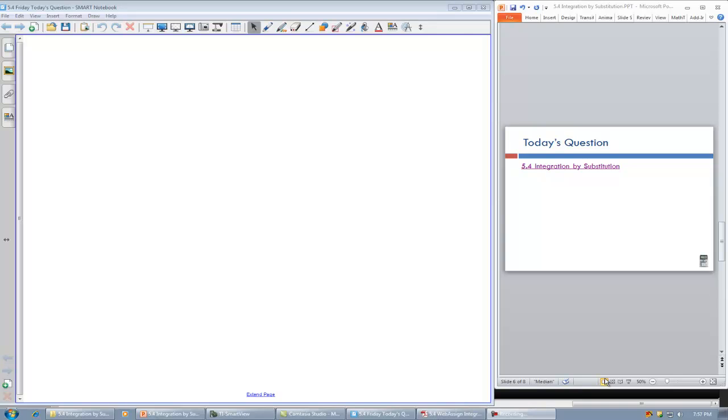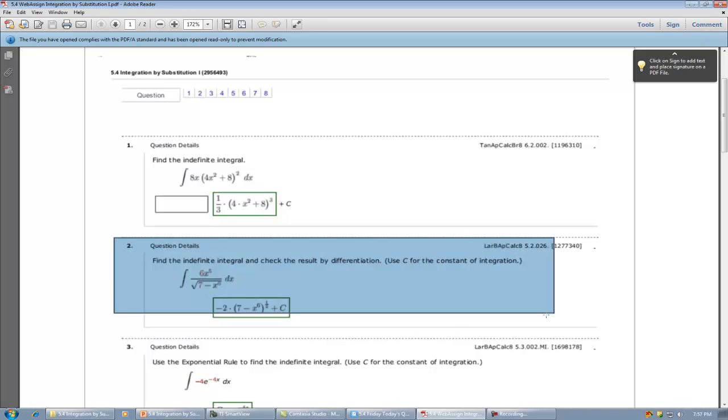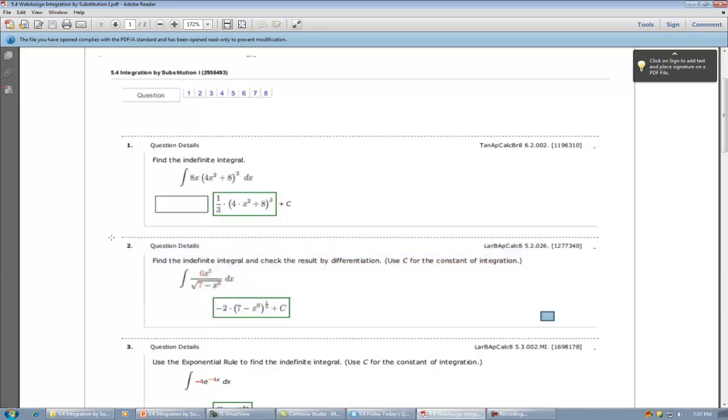All right, so I want to talk a little bit about the homework from 5.4 and do a couple problems here. And so let's see. So here's 5.4, and I want to look at... Let's first look at number 2 here. And so on number 2, what do we got? Let's see.